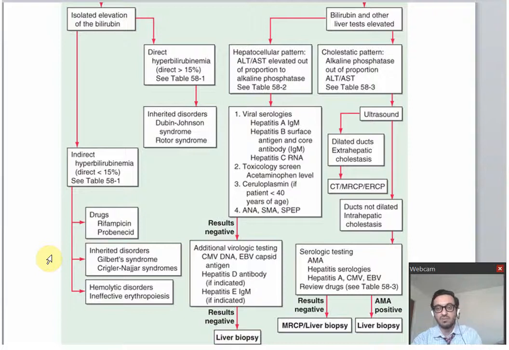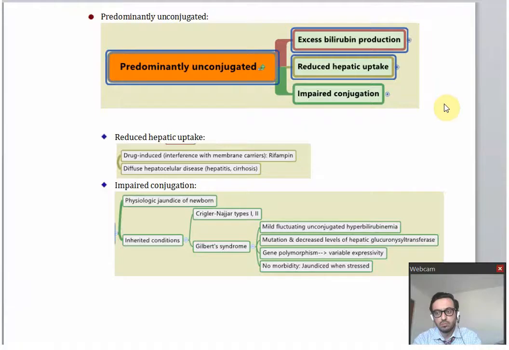The other point is, when do we usually tend to use ultrasound? Whenever we have the cholestatic pattern, we tend to do ultrasound. Also, pay attention to the fact that direct hyperbilirubinemia is defined as direct bilirubin being more than 15% of total bilirubin.